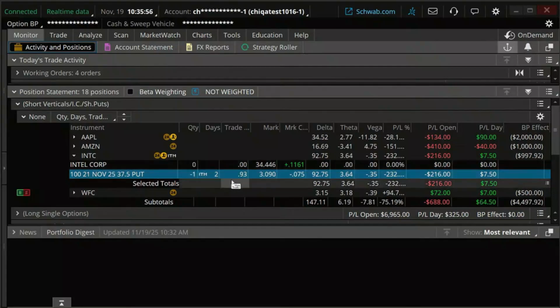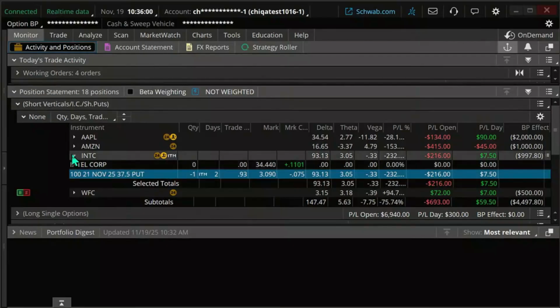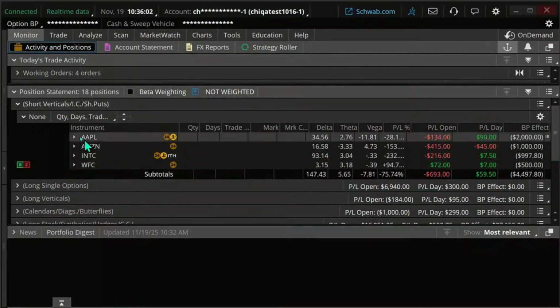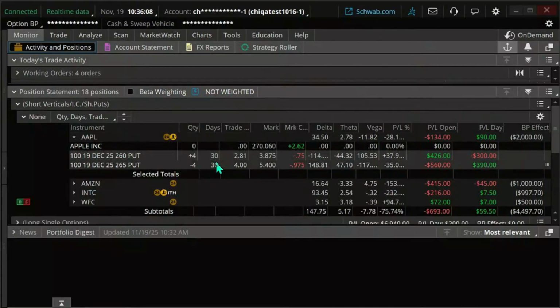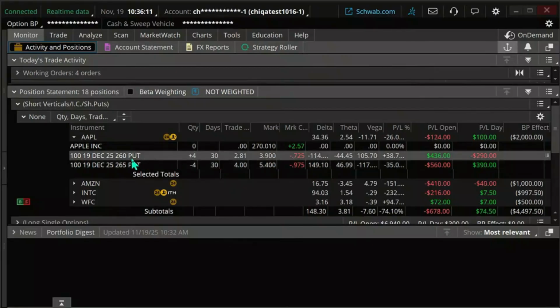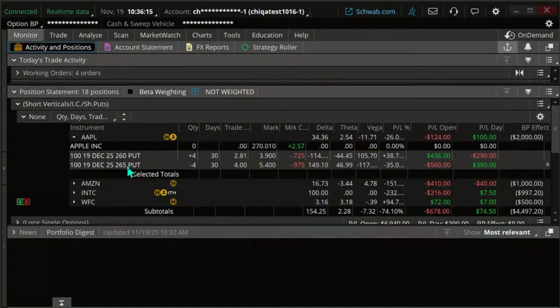Let's see what we got there. So let's look at Apple. Apple, we got 30 days to go to expiration, so we're not getting out because of time. It's not looking so hot. It's a 260, 265 put vertical. We want the stock to stay above 265, ideally.